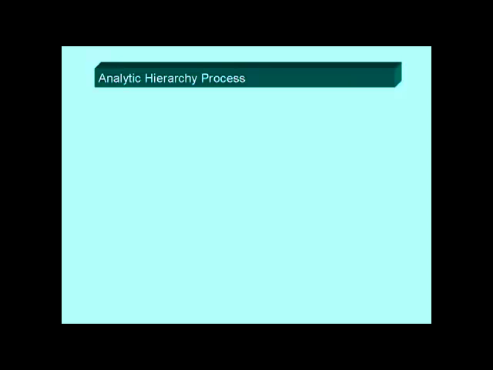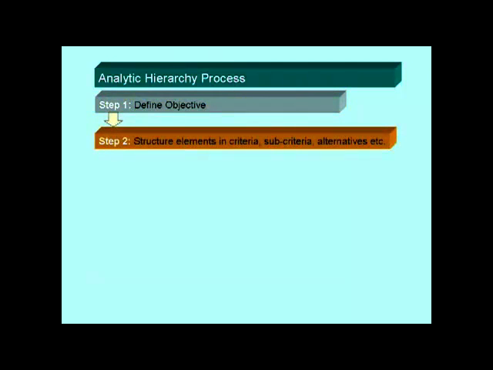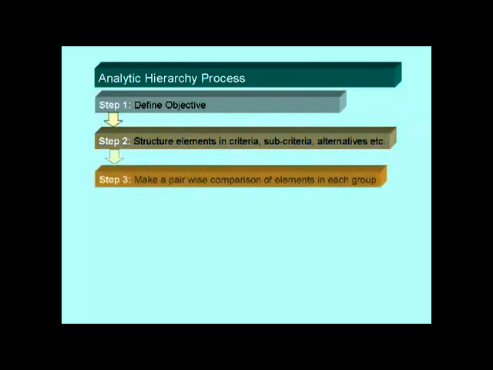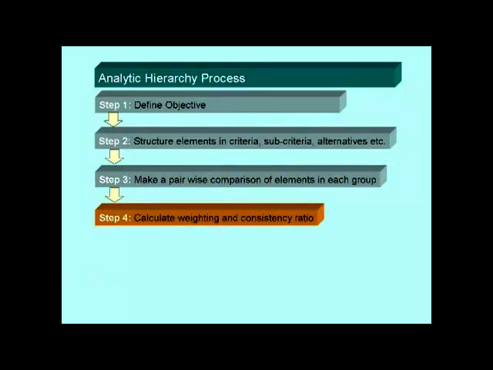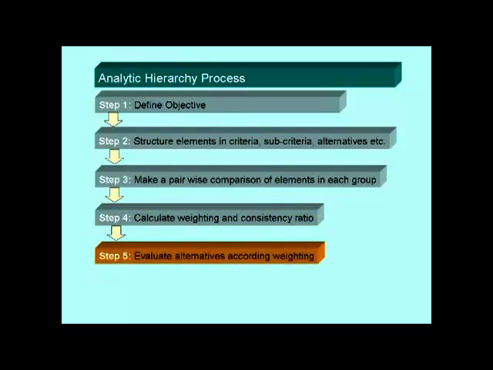The process is done in several steps. First, you have to define your objective. Then you structure the elements in groups of criteria, subcriteria, and alternatives. In each group, you make a pairwise comparison of elements and calculate the weighting and consistency ratio. Then you can evaluate the alternatives according to the weighting and get a ranking.